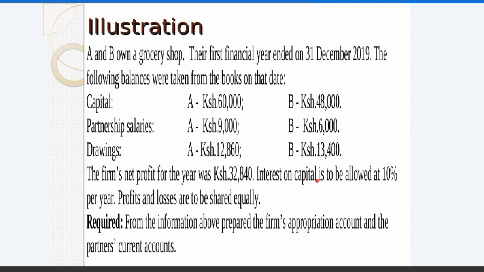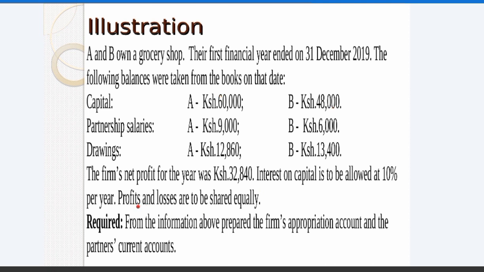And the interest on capital is allowed at 10% per year. So 10% interest is to be paid on capital. You can see the capital of A is 60,000, so if you get 10%, you get 6,000. The capital of B is 48,000, and 10% interest is 4,800. So we know that the interest on capital is 6,000 for A and 4,800 for B.